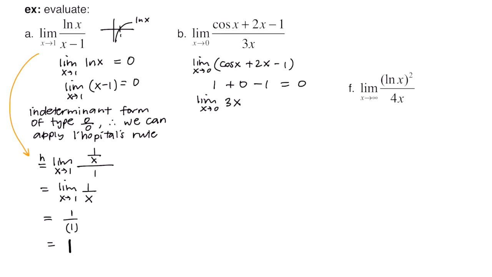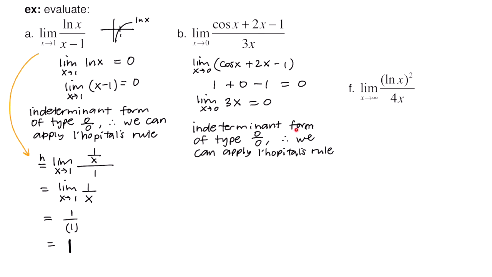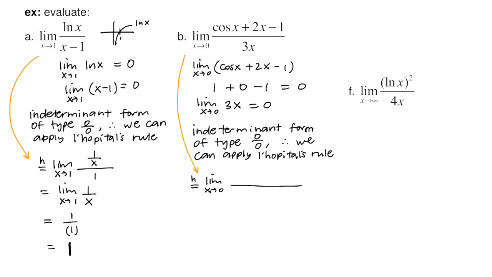Next, we take the limit of the denominator. The limit as x goes to 0 of 3x is going to equal 0. Therefore, this limit is of indeterminate form of type 0 over 0, so we're going to apply L'Hopital's rule. I put an h over the equal sign so that I know that I'm applying L'Hopital's rule in this step. So we're going to take the derivative of the numerator and the derivative of the denominator. I want to make sure everyone understands you're just taking the derivative of the numerator, and you get negative sine x plus 2, and then you're just taking the derivative of the denominator and you're getting 3. Again, we're not doing the quotient rule or anything.